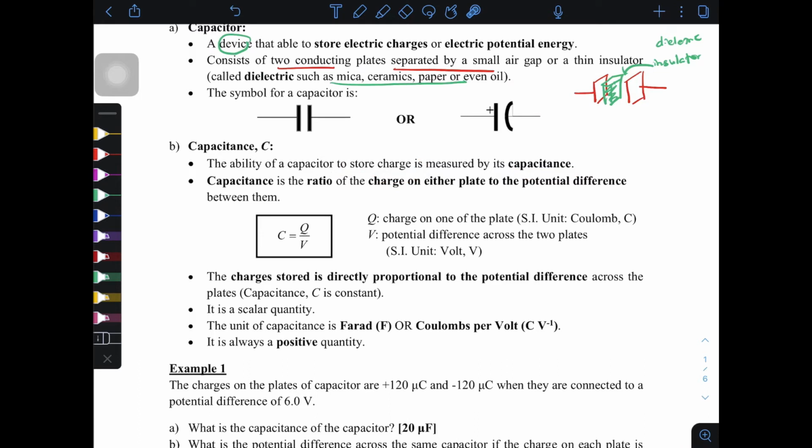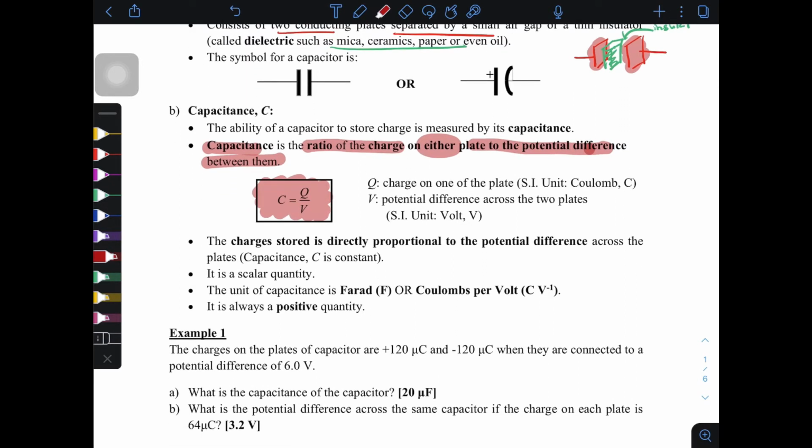Okay, so capacitance is the ratio of the charge on either plate to the potential difference between them. So dia mention dekat sini on either plate, salah satu plate saja, sebab capacitor dia ada dua plate, plate 1 dan plate 2. Tapi dia punya how to calculate capacitance, dia ialah ratio of the charge on either plate to the potential difference between them, or C is equals to Q over V. Okay, so C is equals to Q over V. As we know, Q is the charge on one of the plate. Satu plate sahaja. Dia bukan both plate. Okay, on one of the plate, and the unit for Q is coulomb.